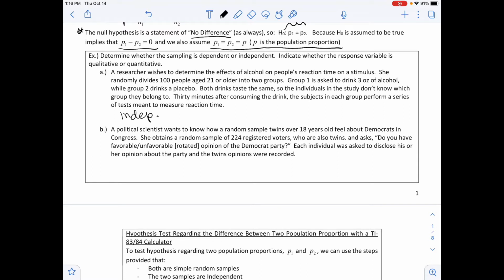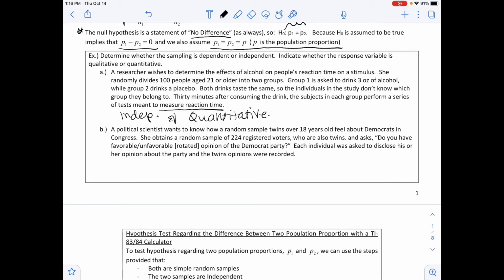And they're measuring reaction time. And so yes, this is going to be quantitative, since we are dealing with measuring time, which would be numerical.